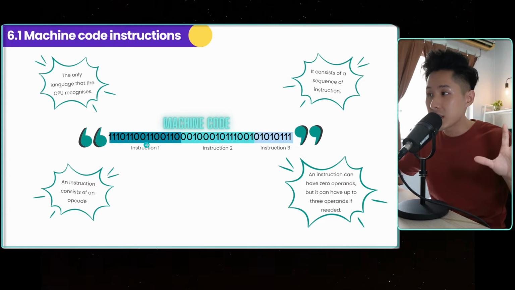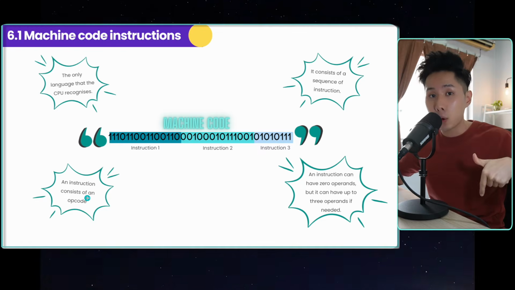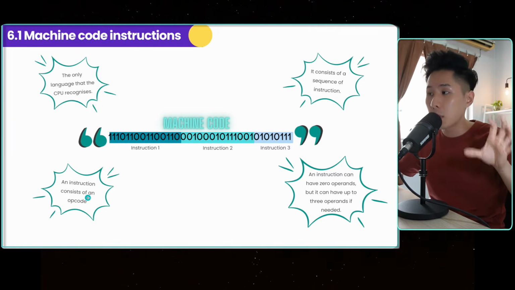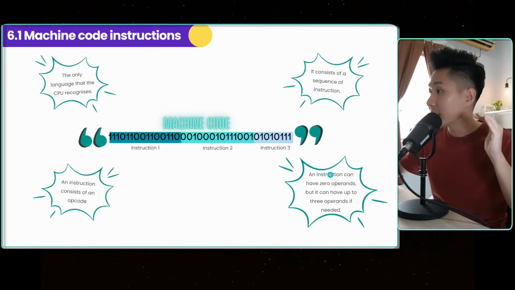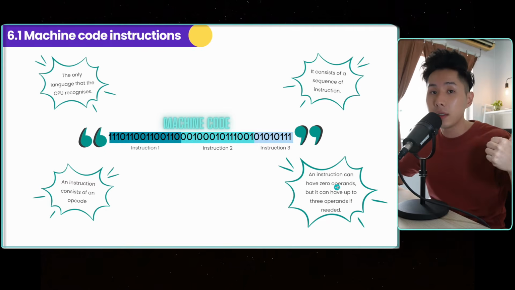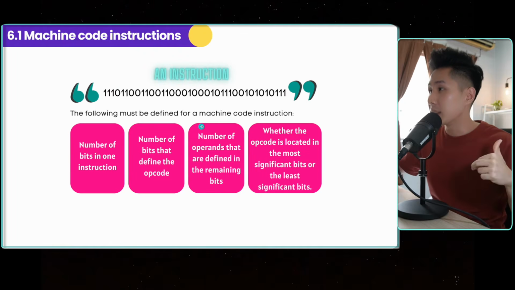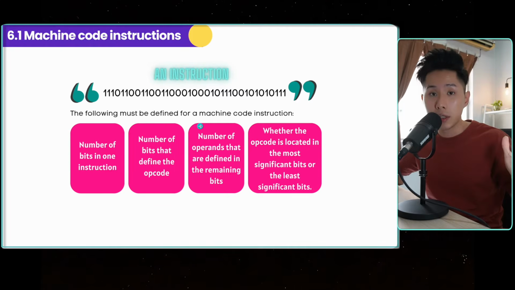So every instruction here consists of two parts. The first part is what we call the opcode. Long term is operational code. Whereas the second part of the instruction is called operands. So an instruction can have one or more operands. So these are some of the things that must be defined for a machine code instruction.